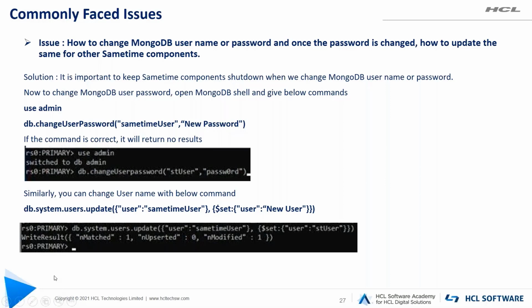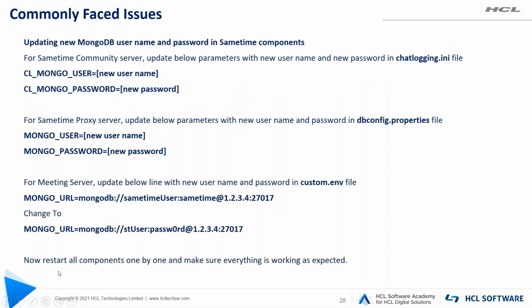If the command is accepted and successful, you will see the output as shown in this slide, saying nModified is 1. This will update the username and password in MongoDB. Move to the next slide, where we will see all the places to update in the Sametime components. Once you have updated your username and password via commands in MongoDB, it is time to update them in the Sametime components.